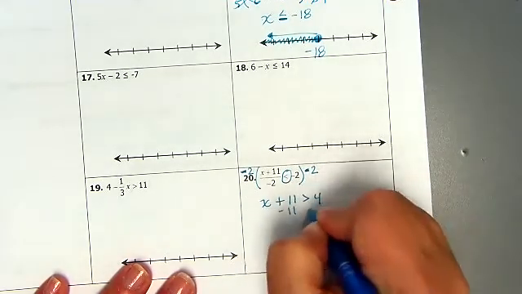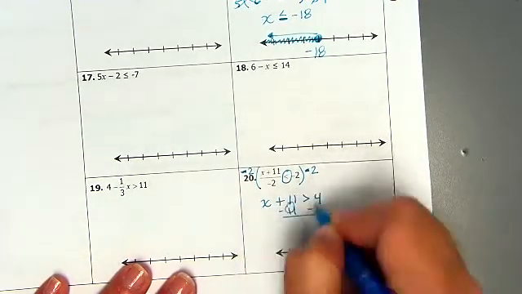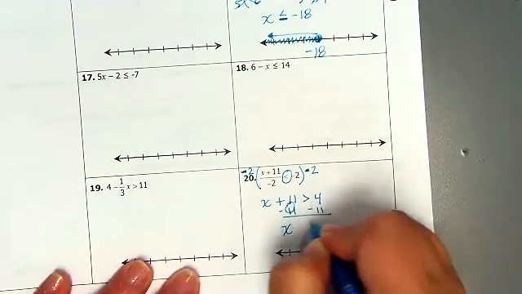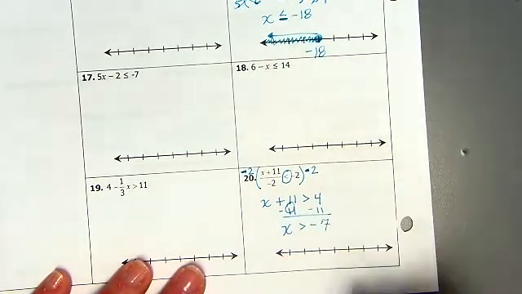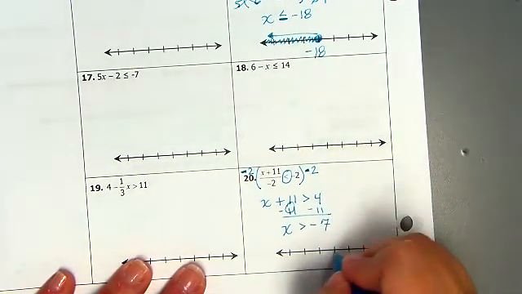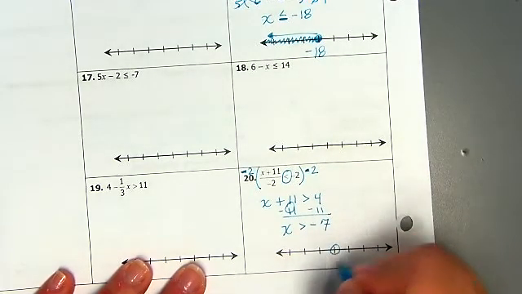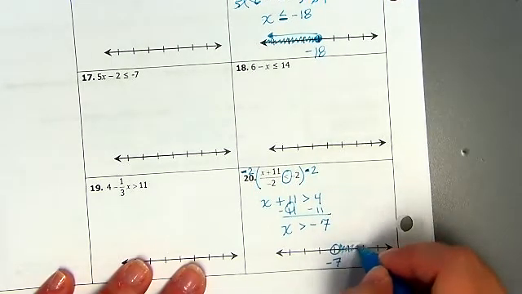And now I subtract 11 from both sides, and I get x is greater than -7. All right, so it's just greater than, so it's an open circle at -7. Greater than, so I'm going to the right, or just the arrow.